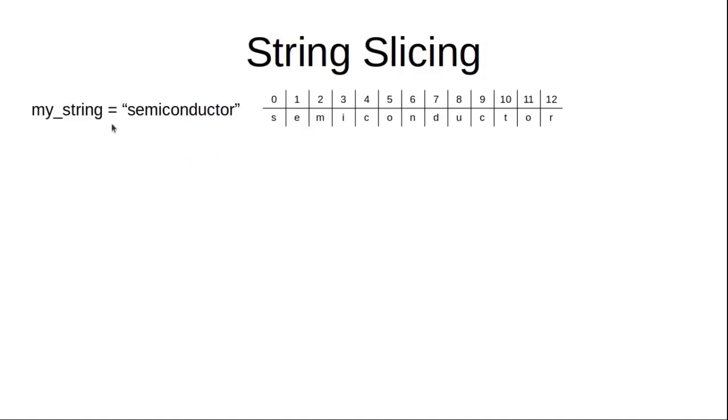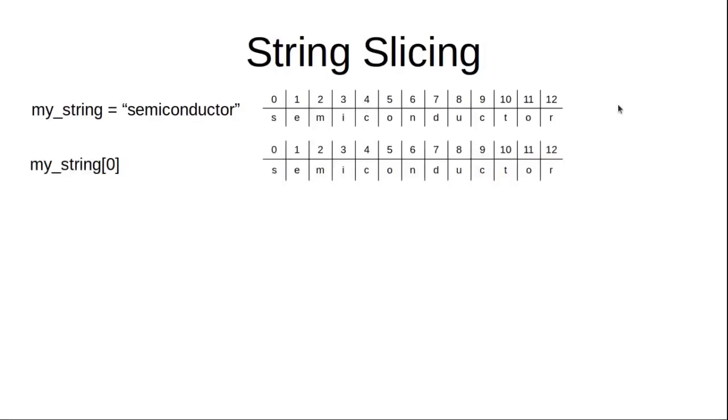I create a variable called myString and assign 'semiconductor' to it. For every element, or every character, of my variable myString, I assign an index starting from 0 and I increment by 1. If I want to get the 0th element of my string, it will give me 's'.